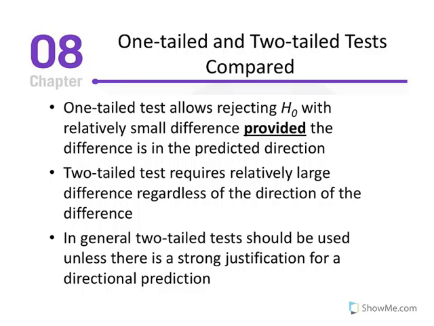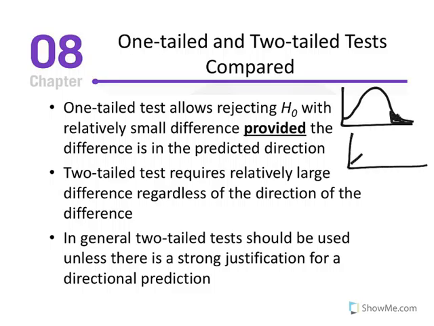A one-tailed test allows rejecting the null with a relatively small difference, provided the difference is in the predicted direction. In other words, if we expect that the electric stimulation is going to increase, right, and we find a value over here, then we're in good shape. We get to reject the null.